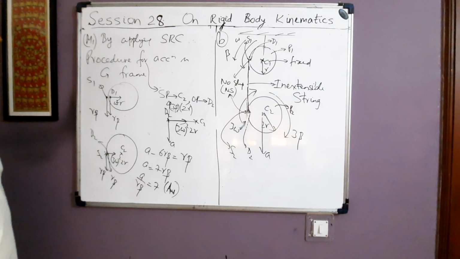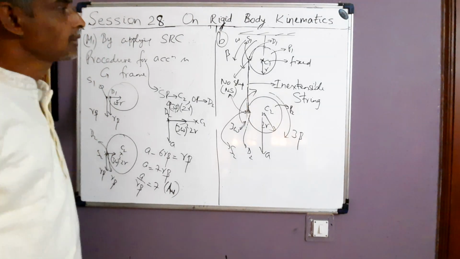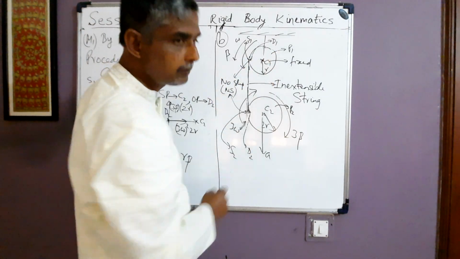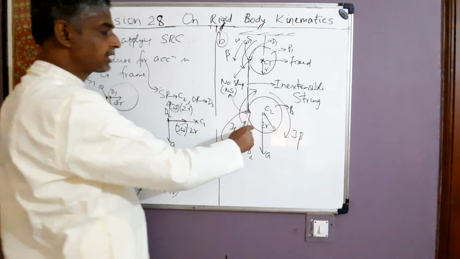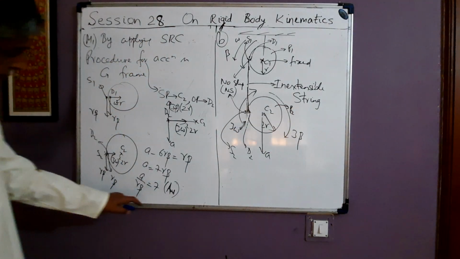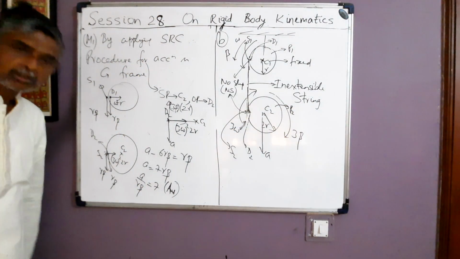So in this we applied the SRC procedure to both the pulleys in the ground frame. We applied the SRC procedure for acceleration between points C1 and D1 to pulley P1 in the ground frame. And we applied the SRC procedure for acceleration between the points C2 and D2 to pulley P2 in the ground frame. And from this we obtained the answer A by r beta is equal to 7.